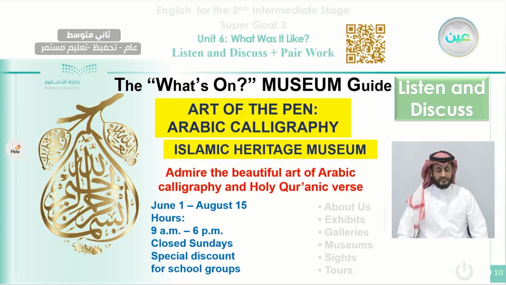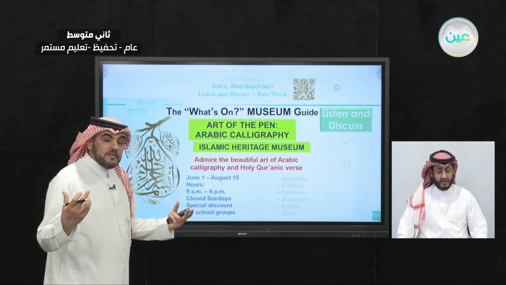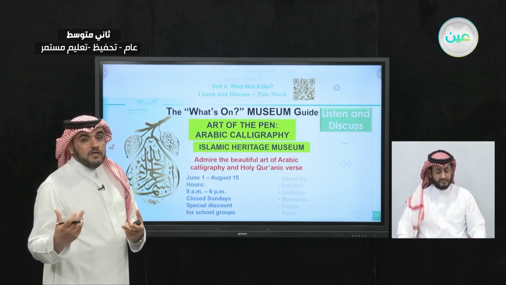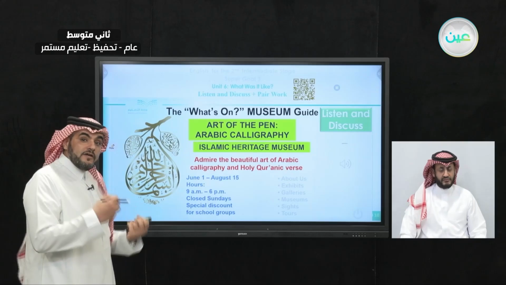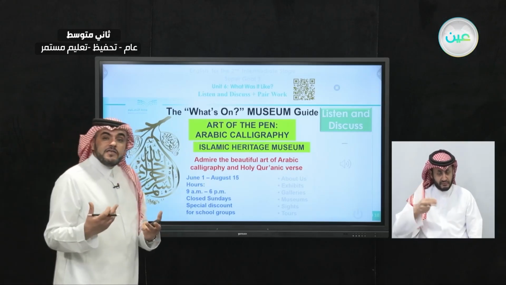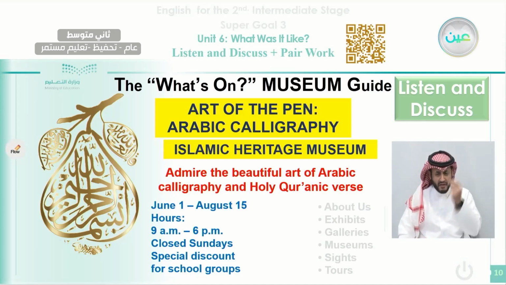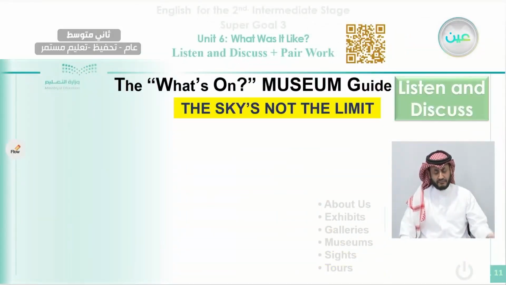Okay, so it is very important to know the Arabic calligraphy. We mean by that the Arabic handwriting. We have different kinds of Arabic calligraphy, like what? Like Diwani, like Nasakh, like Riq'a, and others like Al-Farisi, and so on. So these are called the Arabic calligraphy. And we move to the last museum.